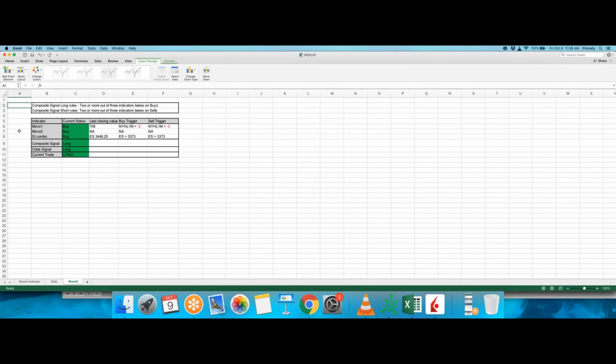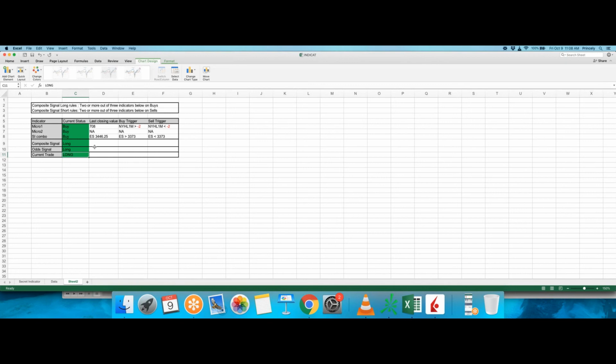So the composite signal rule is that 2 out of these 3 indicators, that is micro 1, micro 2, and SI combo, need to be on a buy, and if so, the composite goes long. Or two out of these three need to be on a sell and the composite goes short. The odd signal is proprietary, but the idea is that we need both the composite and the odd signal to be pointing in the same direction for a primary trade. So right now, both of these are long, so we are long. If both of them go short, we'll be short.